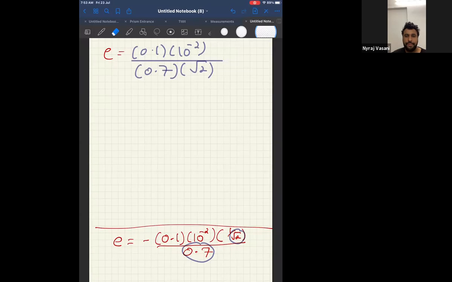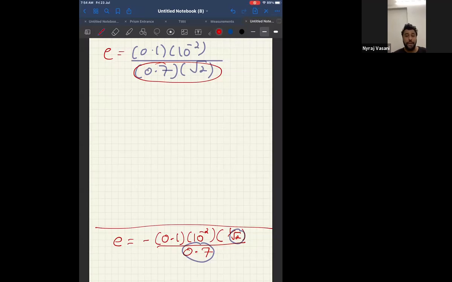Now listen to this. How do I put it in words? Okay, I'll put it in words like this. 0.7 into root 2 is nothing but 0.7 into 1.4, correct? Because root 2 is 1.4. And 0.7 into 1.4 is almost 0.98, which can almost be taken equal to 1.